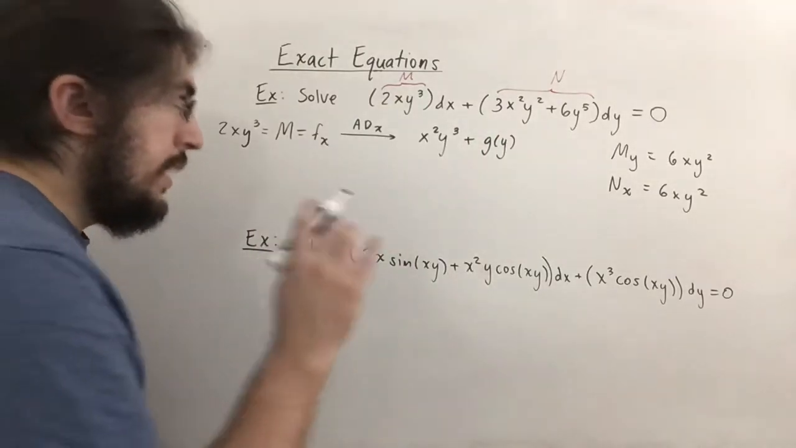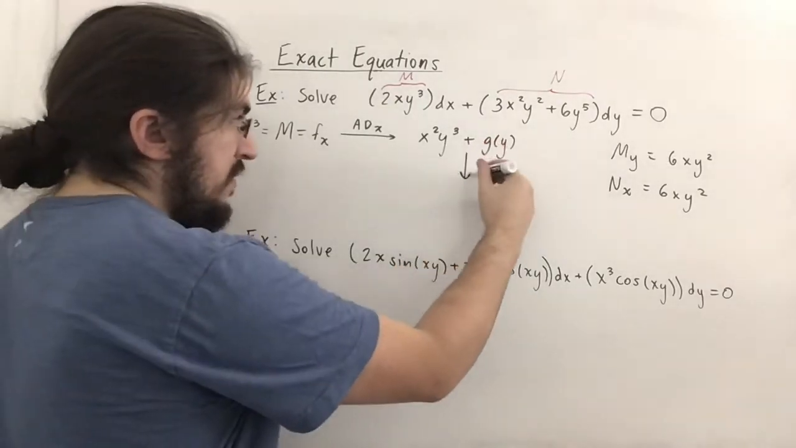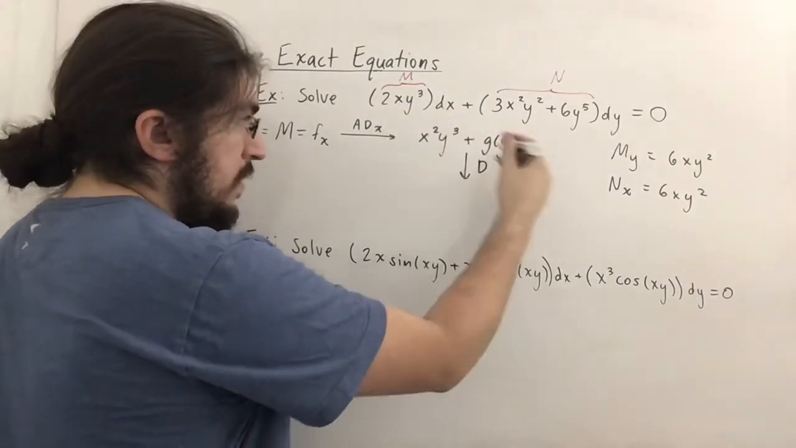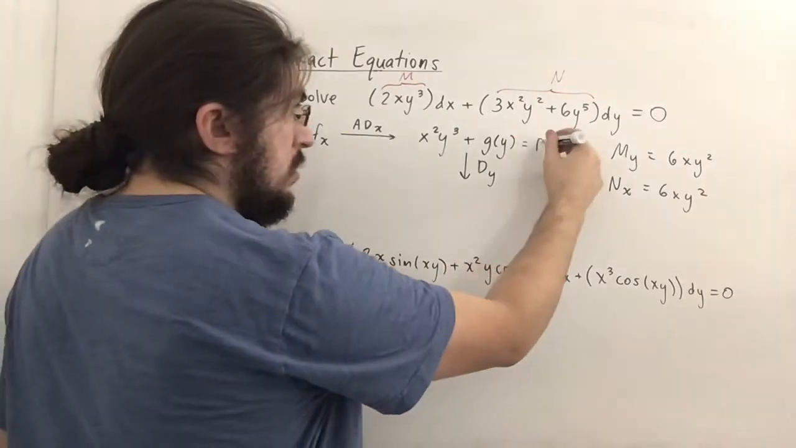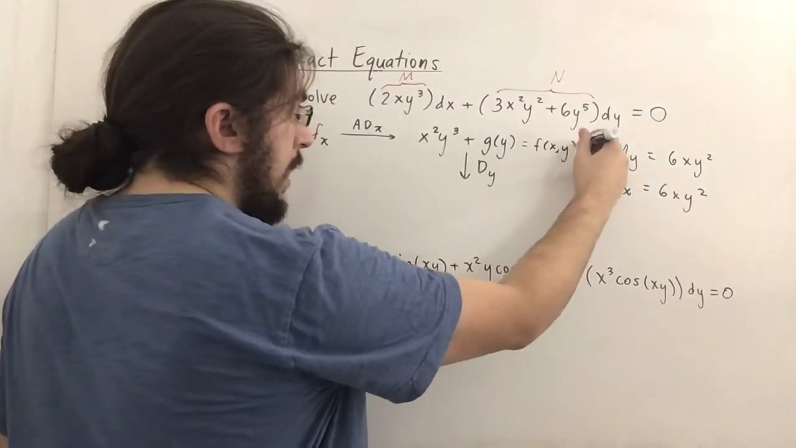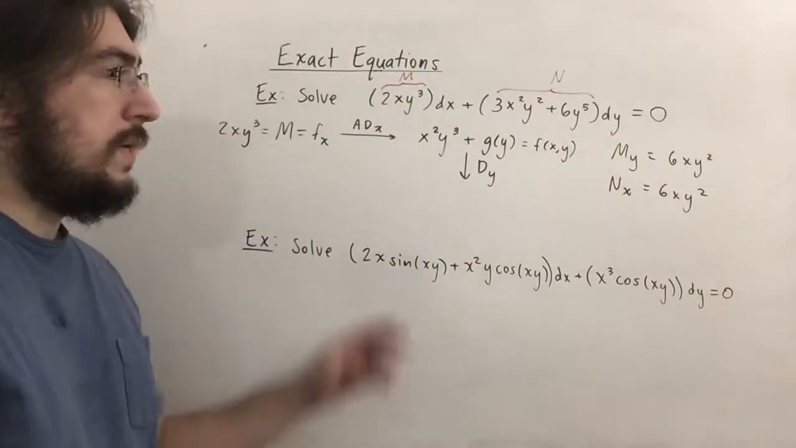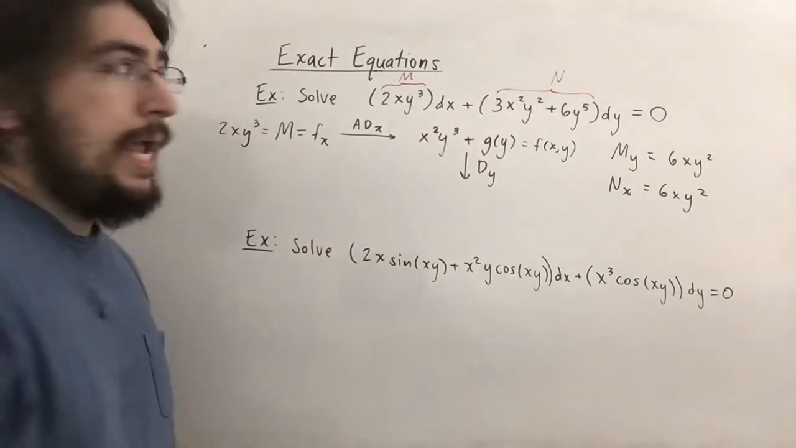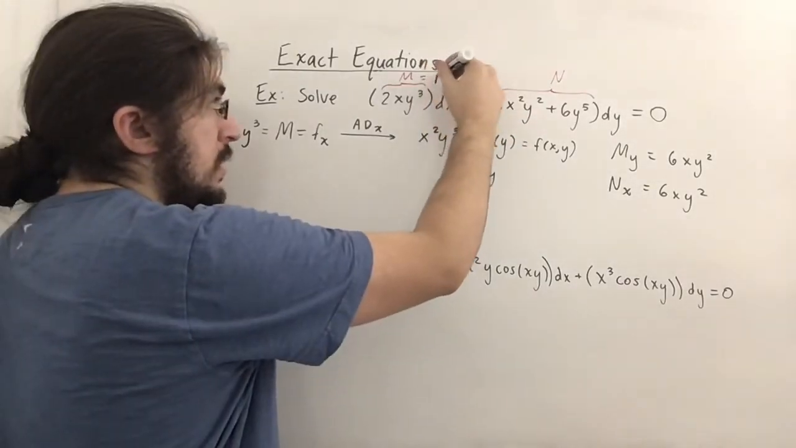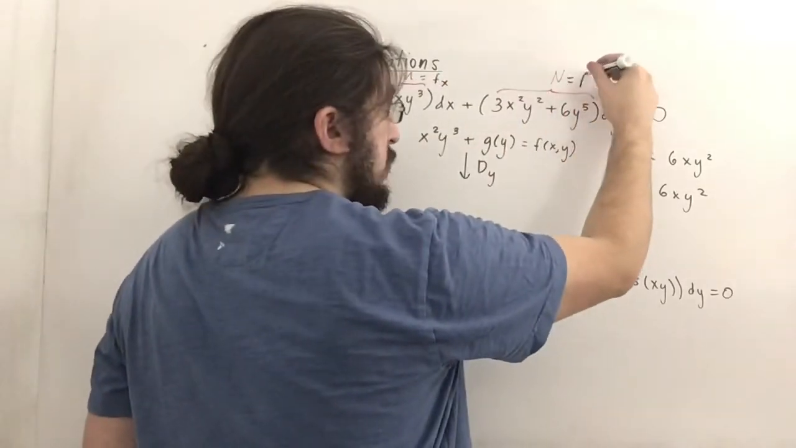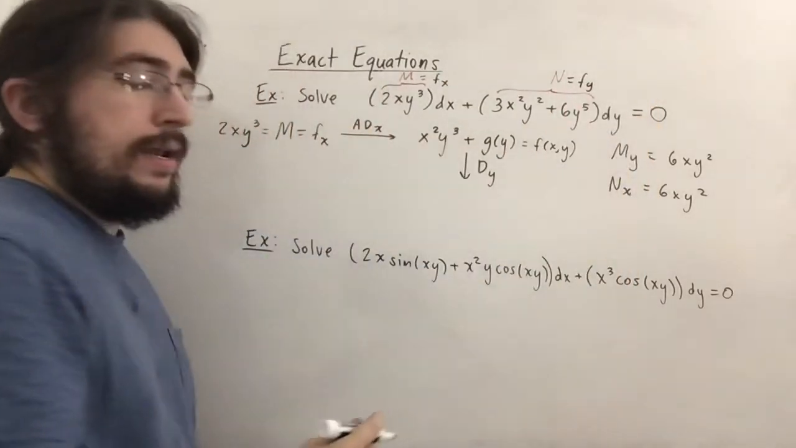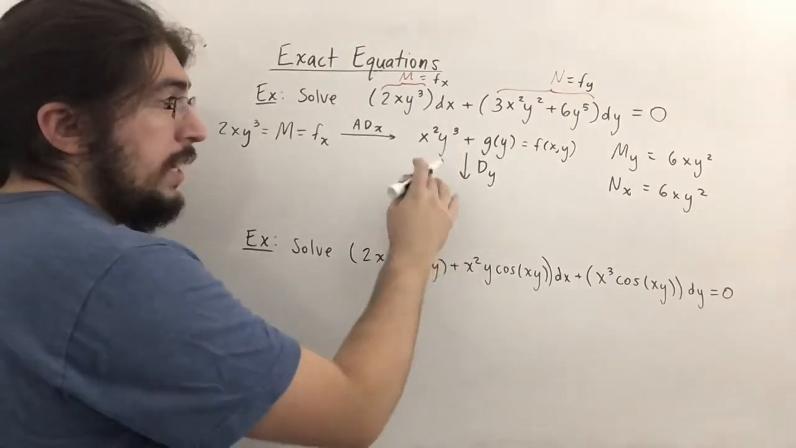Good. Now that we have that, we're going to take the derivative, not antiderivative, with respect to y. Because if this is our supposed solution f of x comma y, then this partial derivative with respect to y should be equal to n. Notice we want some function f of x comma y whose partial with respect to x is m, and whose partial with respect to y is n. So its derivative with respect to y should line up with this.